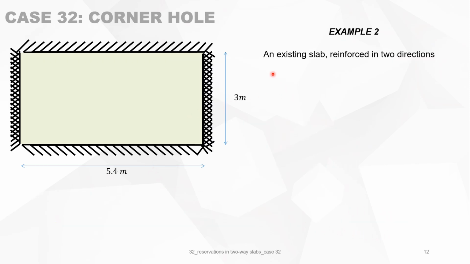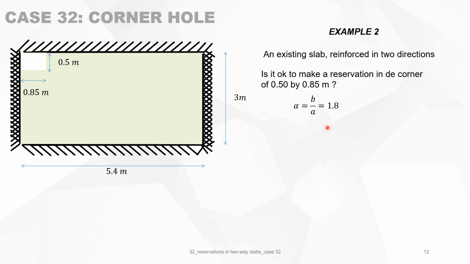Second example, we take an existing slab with those dimensions indicated on the figure, and we are wondering, is it okay to make a reservation in this existing slab in the corner by 0.5 by 0.85 meters? We suppose that the top and bottom reinforcement are equal, but we do not know what is the reinforcement or what was the original load where this slab was calculated for.